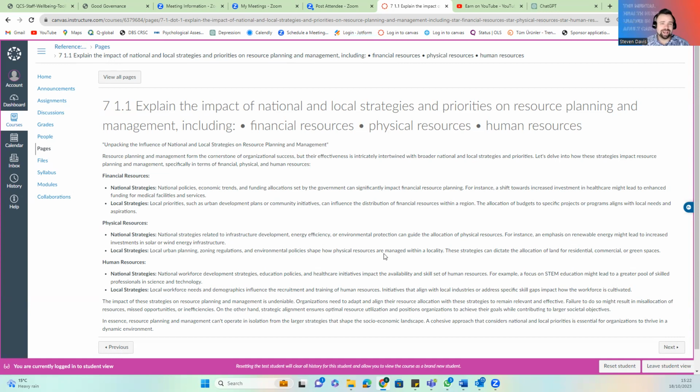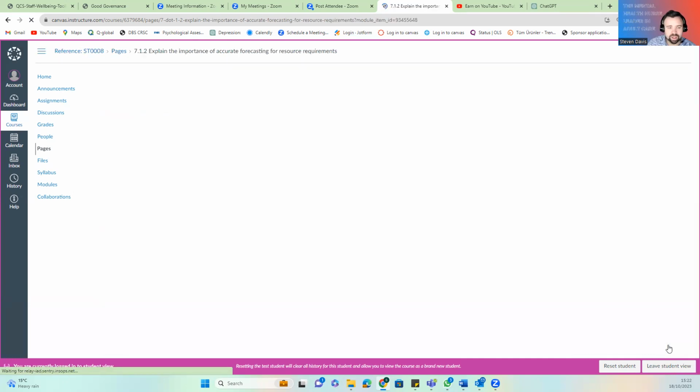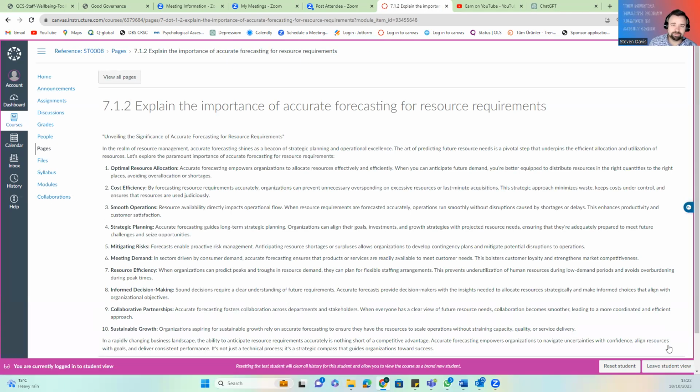So when we think about national and local strategies planning for those physical resources, we can think about something that's relevant to the care sector. Think about the example that I've just given to be able to show that you're able to go through those planning processes. 1.2 looks at the importance of forecasting the resource requirements.